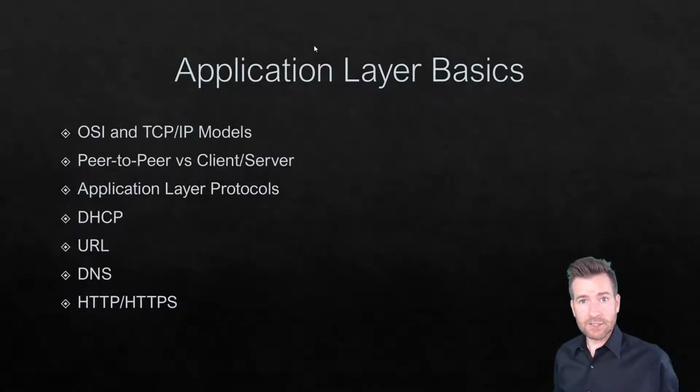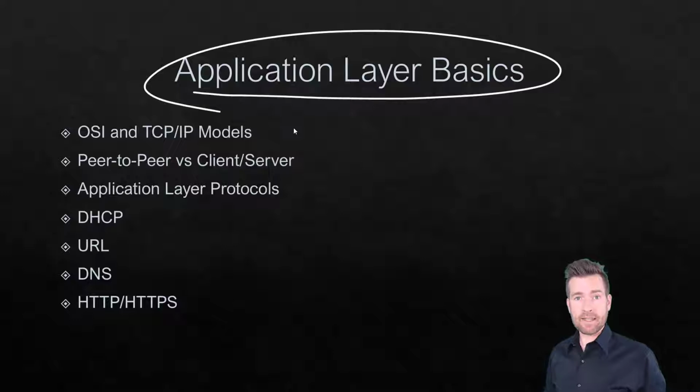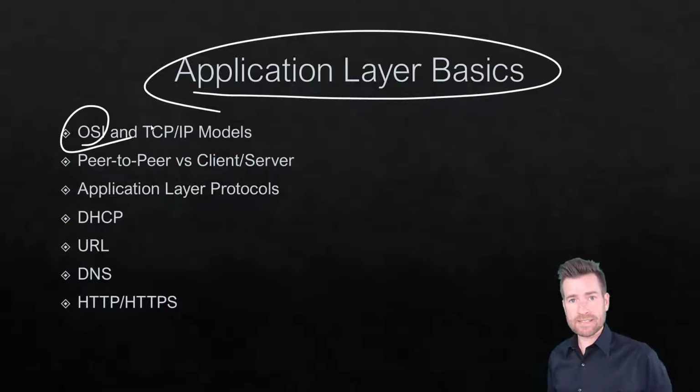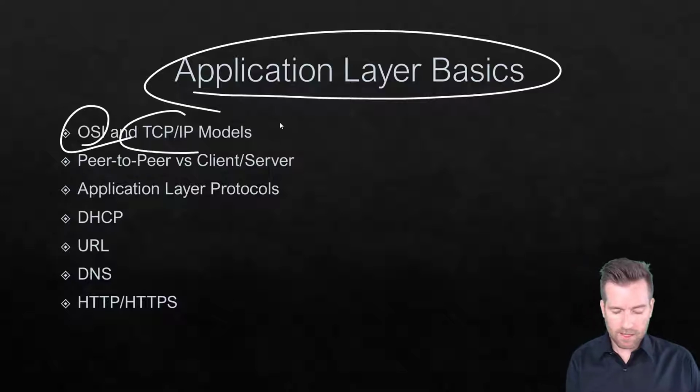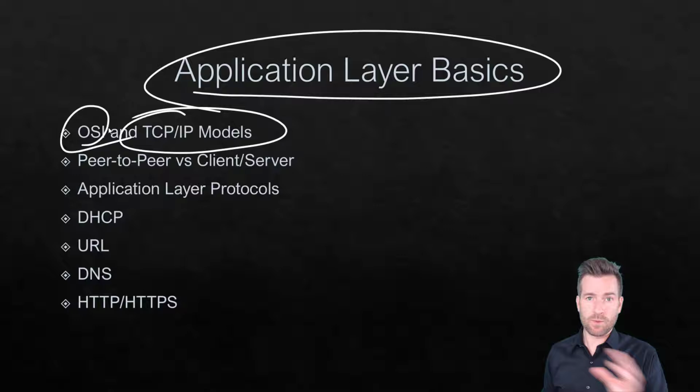Hey Techno Studs, so let's get into the application layer basics. What we're going to be talking about is what the application layer looks like in the OSI model. Then we're going to take a look at what it looks like in the TCP/IP model, because it looks a little different and there's a reason for that.